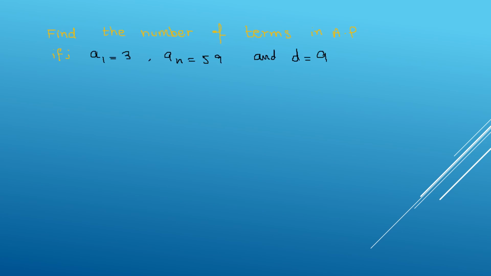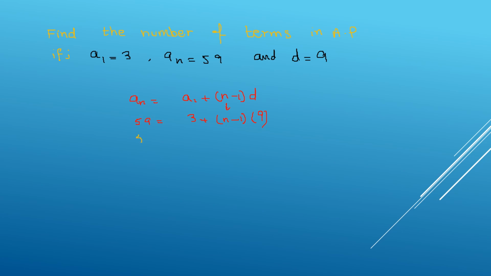Here we have another example that says: find the number of terms in an AP if the first term is 3, a_n is 59 and d is 9. This is another example for the application of the general formula, that a_n equals a_1 plus (n minus 1) times d. Then we need to find n. Here we are given all other values, and we can find n by directly plugging in the values and doing some algebraic manipulation. So a_n is 59, a_1 is 3, and d is 9.